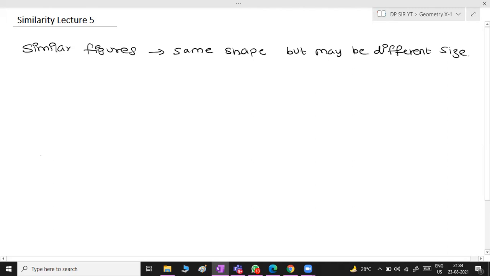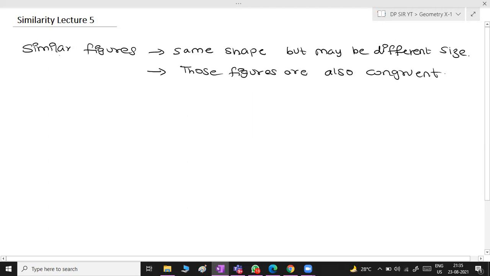Second point, if similar figures are of the same shape and size, then they are also congruent. So they are also congruent. Same shape. But if the first condition is satisfied, those figures are also congruent. So this is the second conclusion.